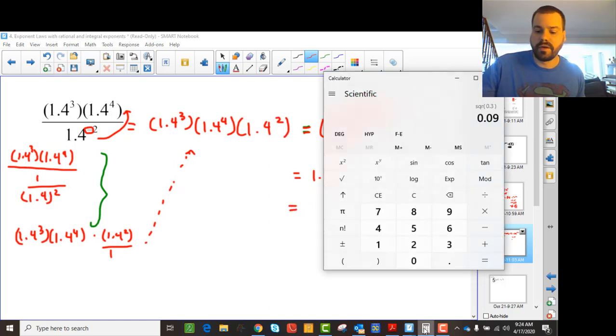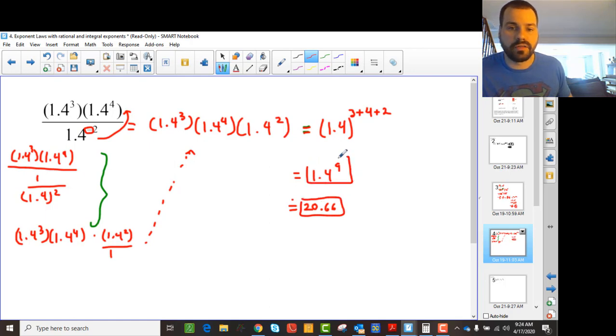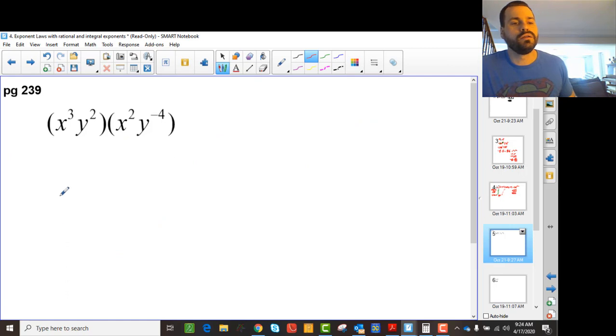So that's my simplified answer. And then I can take my calculator and ask it to tell me what 1.4 to the 9th power is. And it's 20.66 approximately. So I'm just going to say approximately 20.66. So the exact answer is 1.4 to the 9th power. The sort of decimal answer or approximate answer is 20.66. All right.